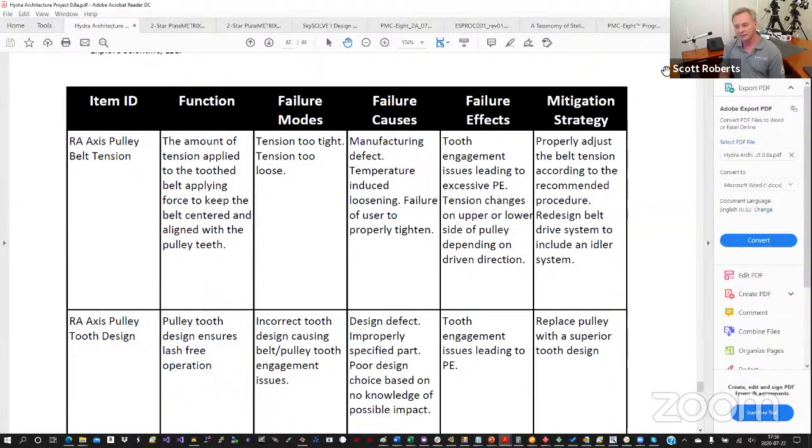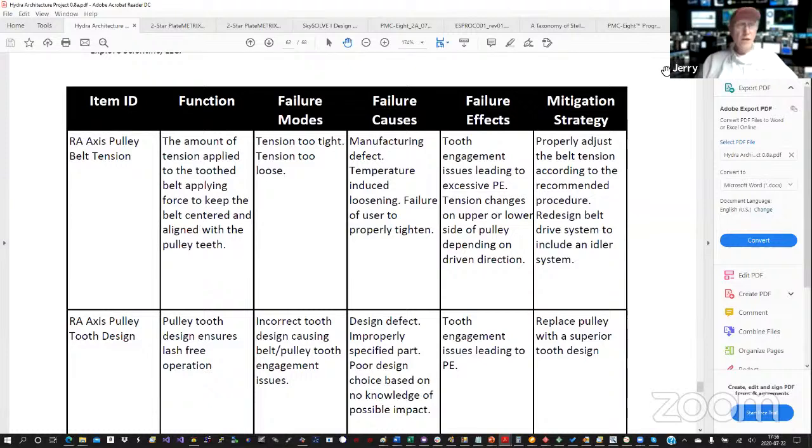And one thing that I think Scott hired me for is that I've got a fairly extensive background with Six Sigma design, quality improvement systems, and process improvement.